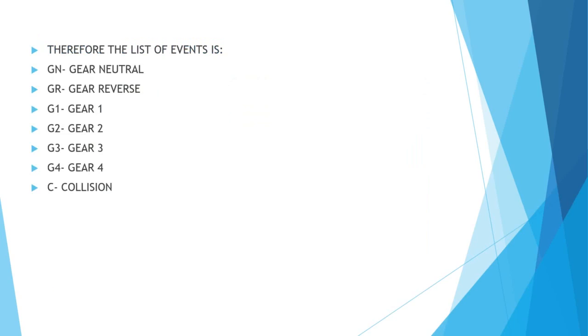The list of events is listed here. GN is gear neutral, GR is gear reverse, G1 is gear 1, G2 is gear 2, G3 is gear 3, G4 is gear 4, and C is collision.